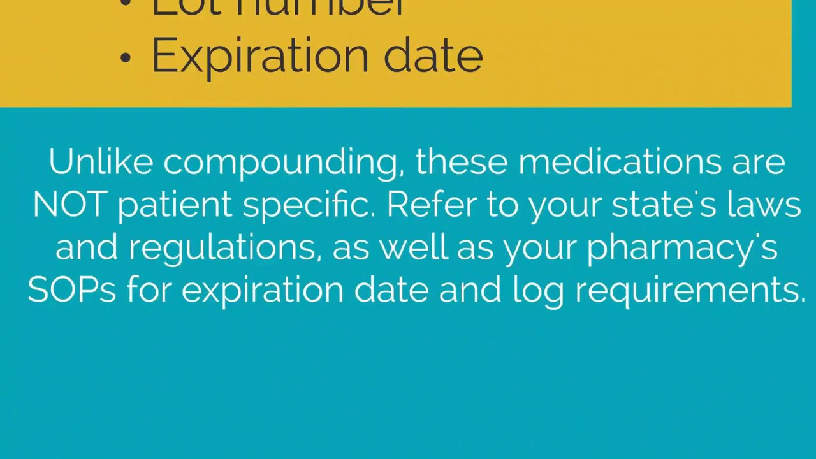Unlike compounding, these medications are not patient-specific. You need to refer to your state's laws and regulations as well as your pharmacy's SOPs for the expiration date and log requirements for these medications. Some companies may use shorter expiration dates than 1 year for safety. Some require that you log all of your unit doses. They're going to have different amounts of information you need to log for them. So just make sure that you're up to date on the procedure for how to do this when you start at your pharmacy.